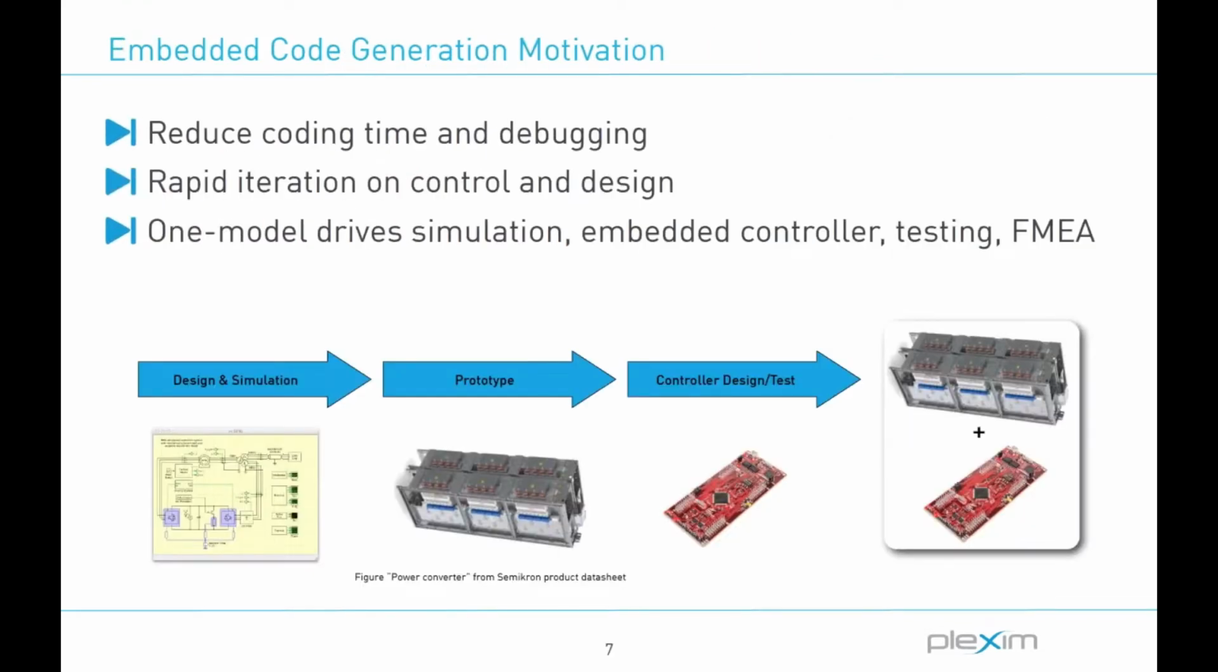So, introducing the PLECS Coder here: once your control strategies have been sufficiently developed and tested offline in PLECS, a common next step will be to write target-specific software that runs on a DSP or an MCU, for example. When used within PLECS's workflow, code generation can reduce coding time and debugging. Additionally, it can allow rapid iteration on control and design.